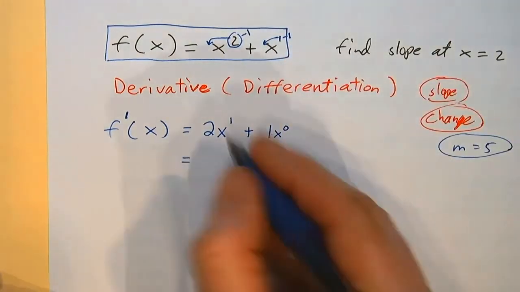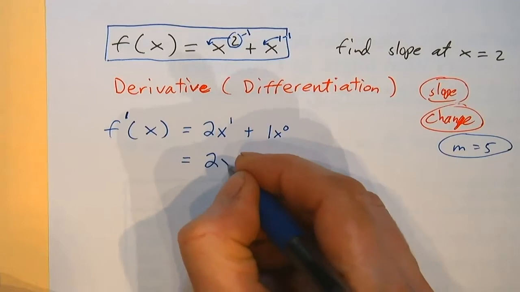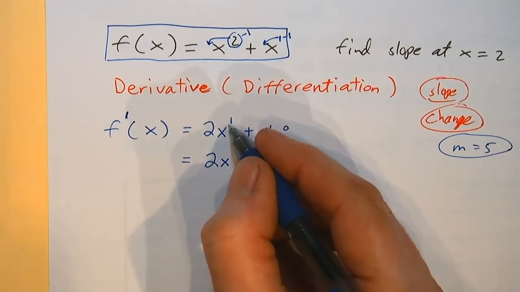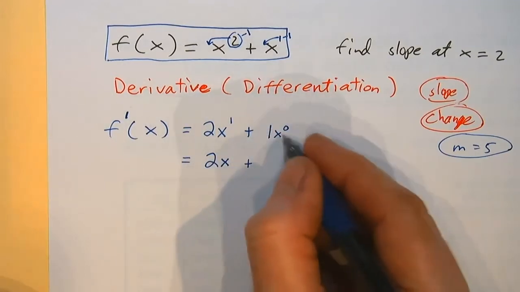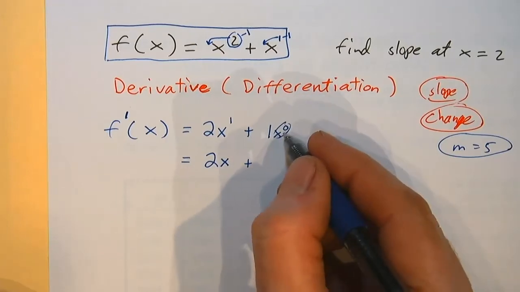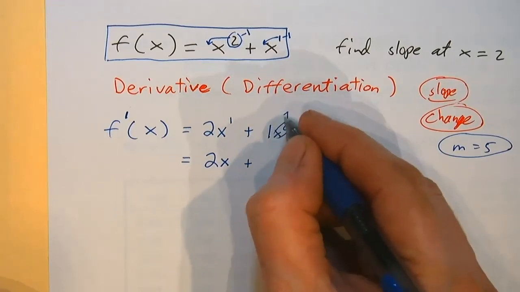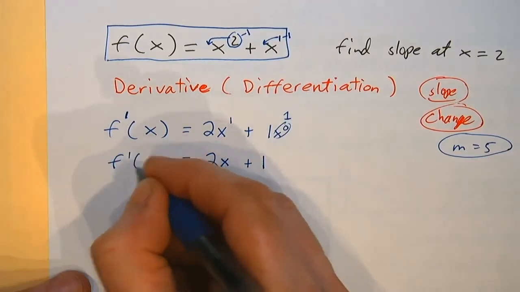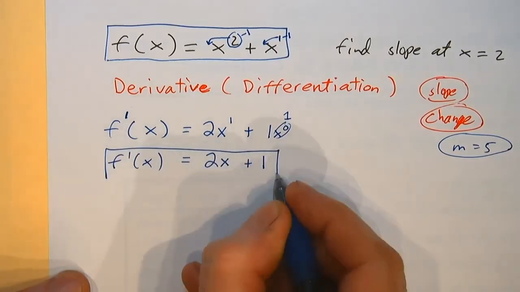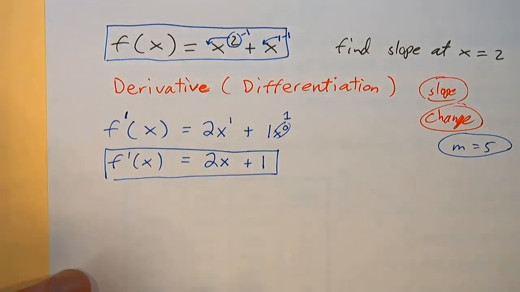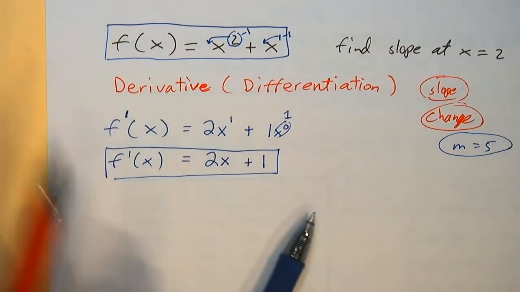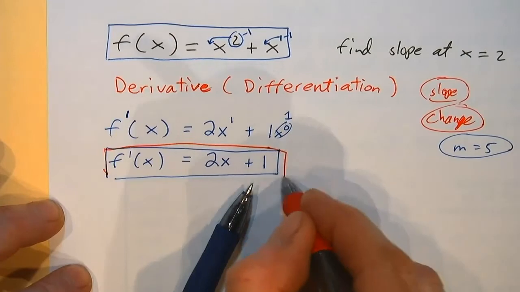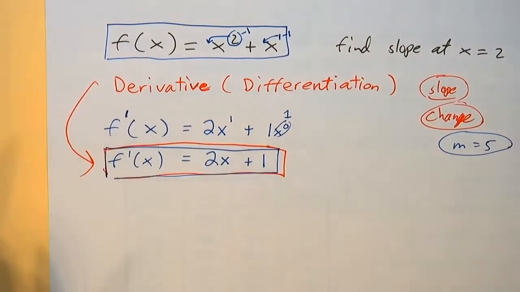Okay, so let's rewrite this. 2x to the 1. Can I just write that as 2x? I don't need the 1 power. And then x to the 0 is just, anything to the 0 is 1, isn't it? 1 times 1 is 1. This is the rule for slope, called the derivative. You found what we call the derivative. This is the rule for slope.